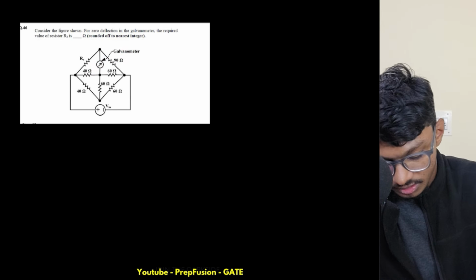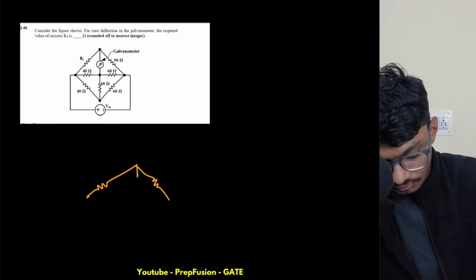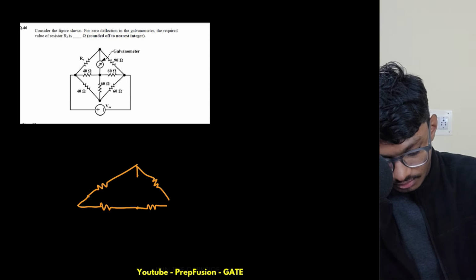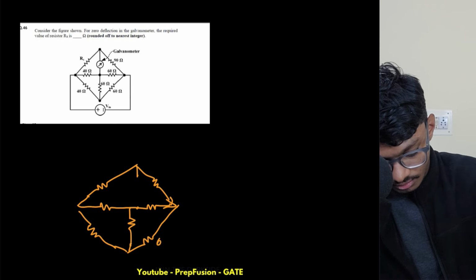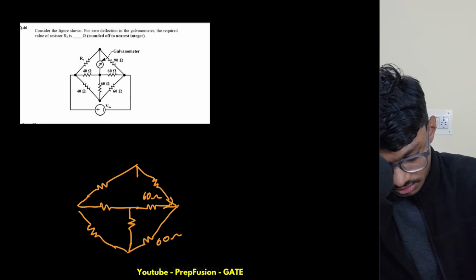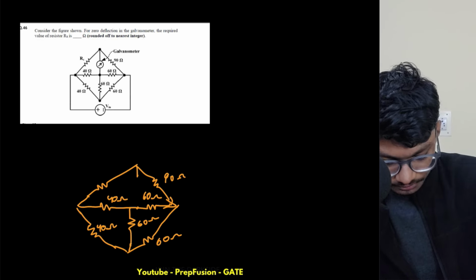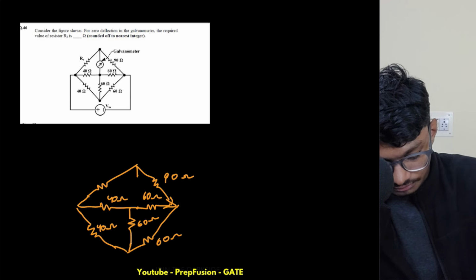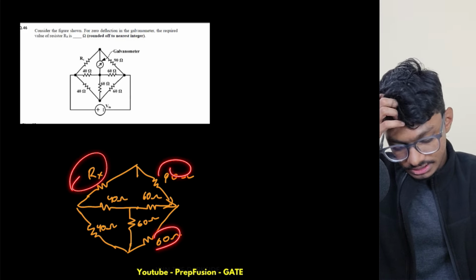Current is 0, so let me draw the circuit. 60, 60, 40, 40, and 60 and 90 and Rx. Okay, so Rx, 90, 60, 60, 40.